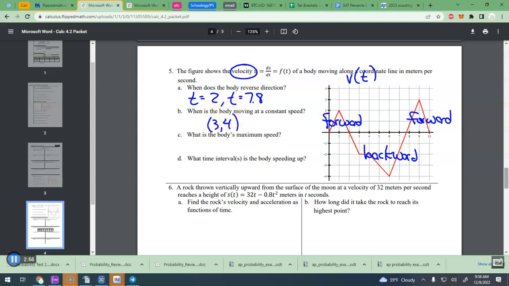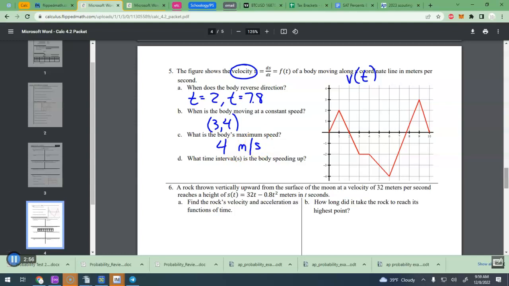What is the particle's maximum speed? Remember, speed is the absolute value of velocity. Speed doesn't have a direction, it just tells you how fast. What's the speed right here? It's 2. This here is 3. But what's the speed right here? It's 4. It's -4 velocity, but your speed is 4. So the body's maximum speed would be 4. What's the label on that? Meters per second.